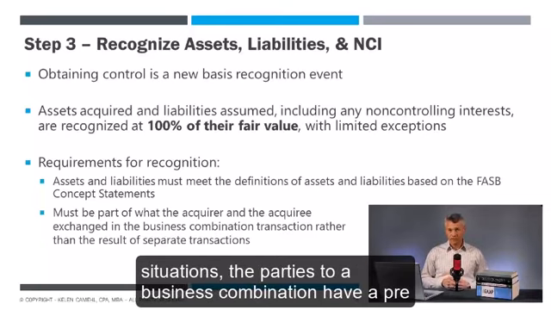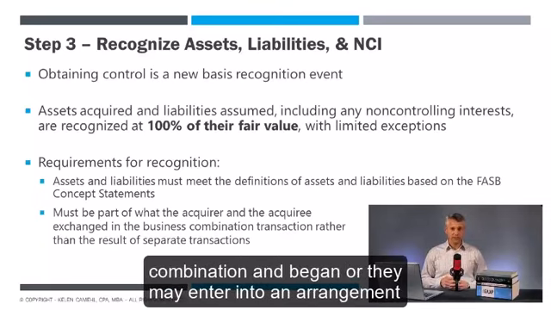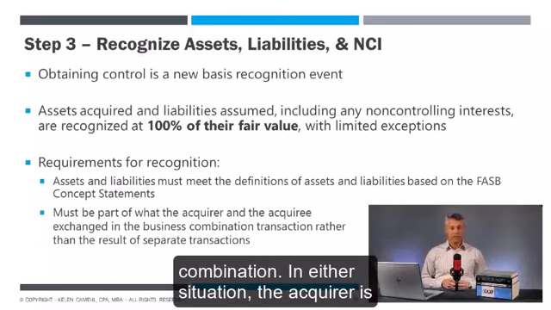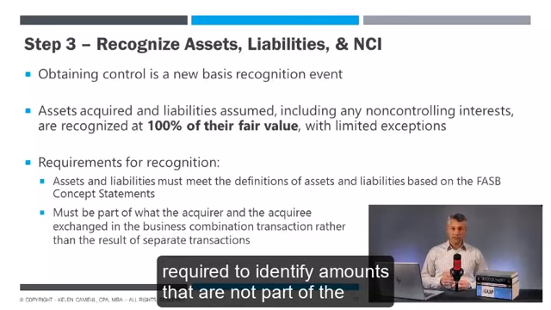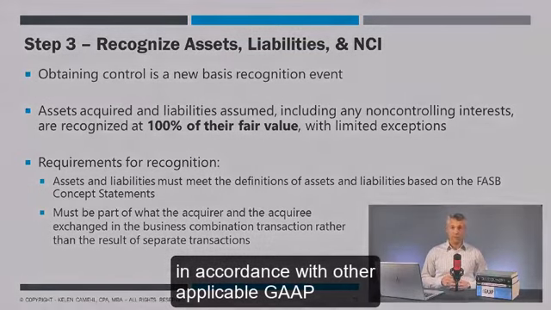In some situations, the parties to a business combination have a pre-existing relationship before negotiations for the business combination began, or they may enter into an arrangement during the negotiations that is separate from the business combination. In either situation, the acquirer is required to identify amounts that are not part of the business combination. These amounts are accounted for in accordance with other applicable GAAP.